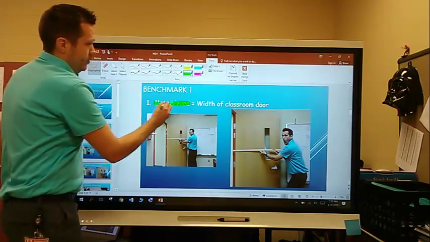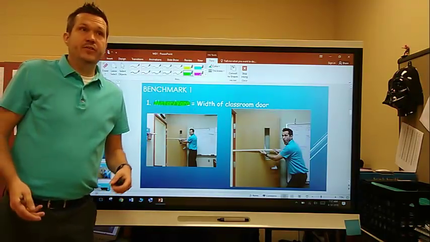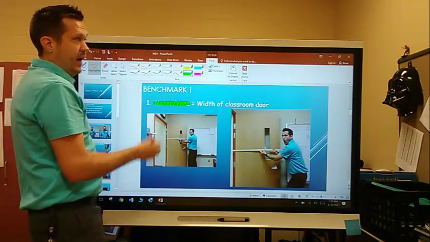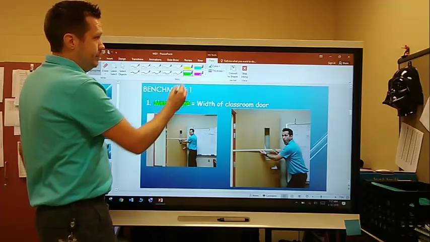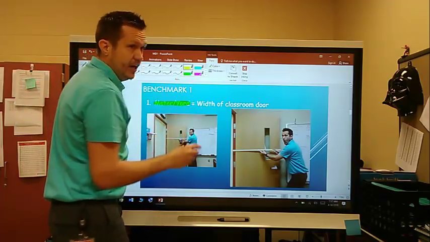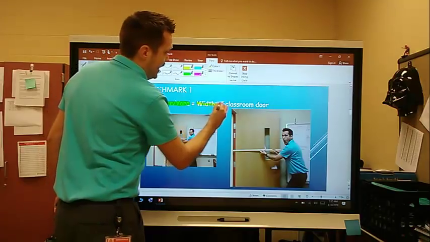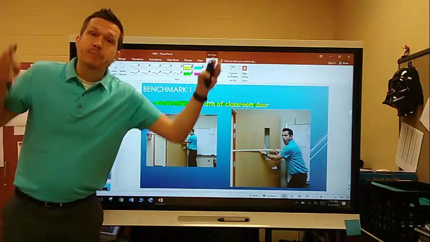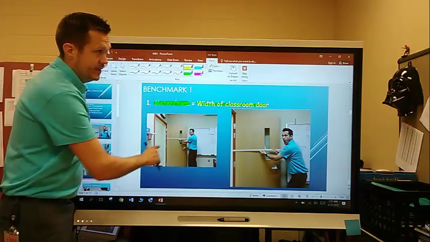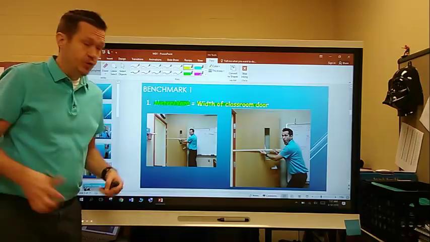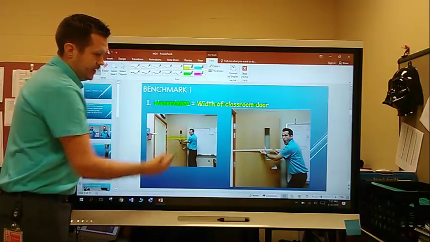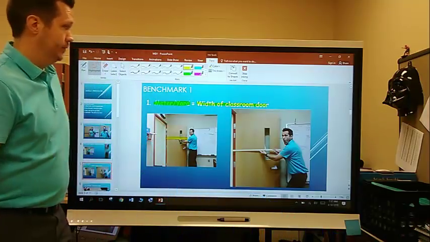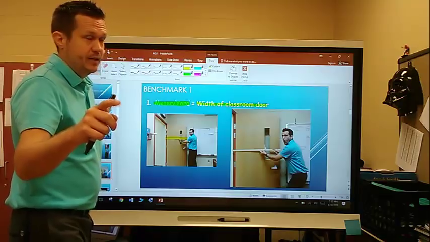That's this guy right here, meter or yard. So whenever you're thinking, how big is this object? How big is the chair? Well, I know that I'm going to use a meter or a yardstick because I know that the chair is about the same size as the width of my classroom door. So when an object is about the width of your classroom door, make sure that you think about a meter or a yardstick, because a meter or a yardstick is about the width of your classroom door. So that's our first benchmark.